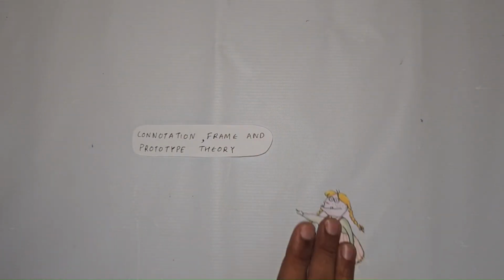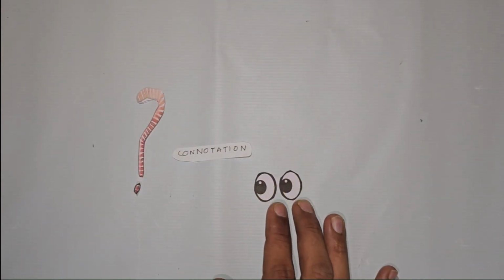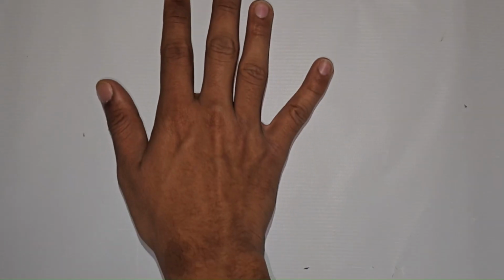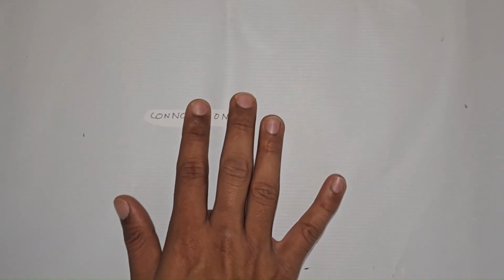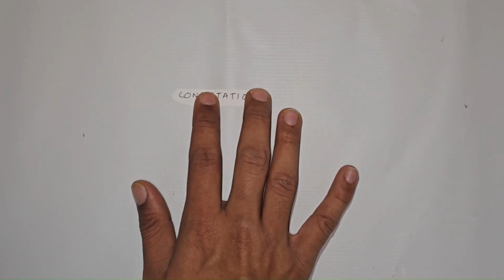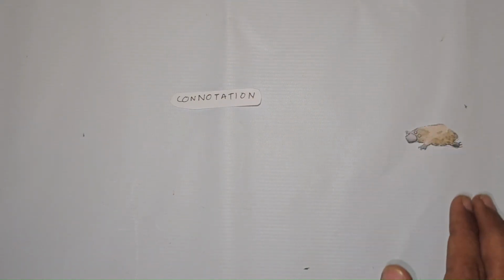Hello everyone. Today we are going to talk about connotation, frame and prototype theory. We will be talking about connotation. You might find this word familiar and maybe you have already used it in your English or German lessons at school. Connotation is the aspect of meaning that is connected to emotion, style and association of synonyms.